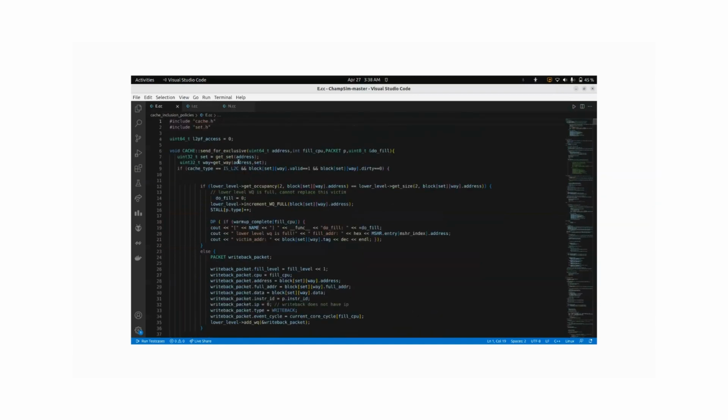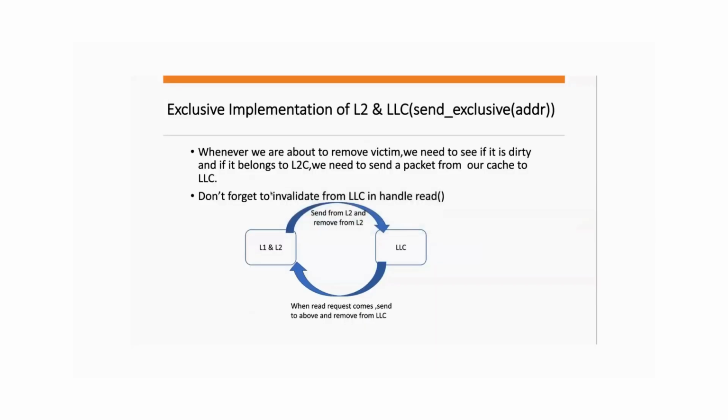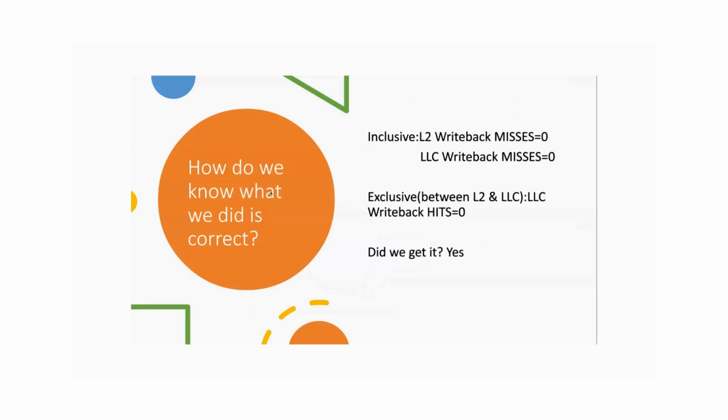So this is a function exclusive. Just take the address, and if it is L2C and it is valid and it is dirty, we'll just send a packet to the lower level. This is called after every find victim. And coming to our implementation, how do we know whether our implementation is correct?